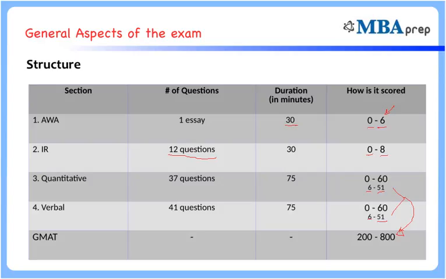Usually people think that the GMAT is only this. This is the most important grade. But how it's composed and these two scores also help the university to select their candidates.